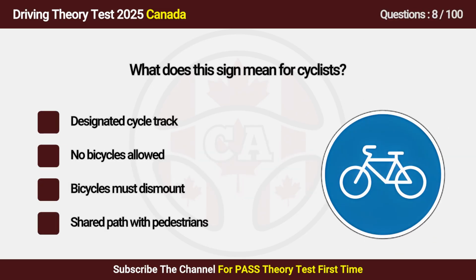Question 8. What does this sign mean for cyclists? A. Cycle track. B. No bicycles allowed. C. Must dismount. D. Shared path with pedestrians.